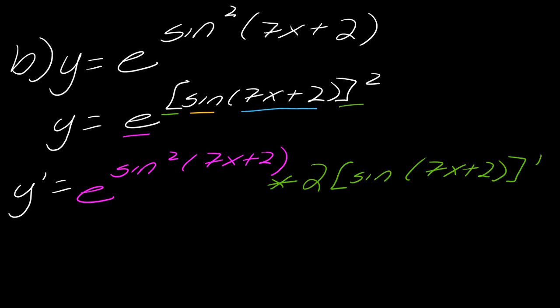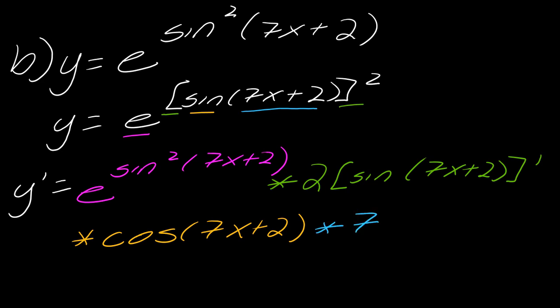Okay, so now moving on to the next function. The next function is sine. The derivative of sine is cosine. So I'm going to multiply this by cosine of 7x plus 2. And now moving into the innermost function, the derivative of 7x plus 2 is just 7. So there's everything now. Now I just have to go through the work of cleaning all of this up. Okay, so let me make some space.